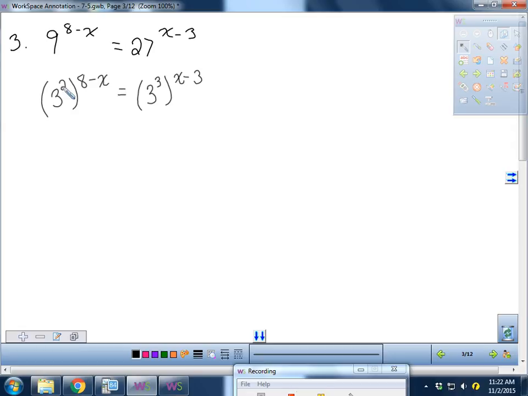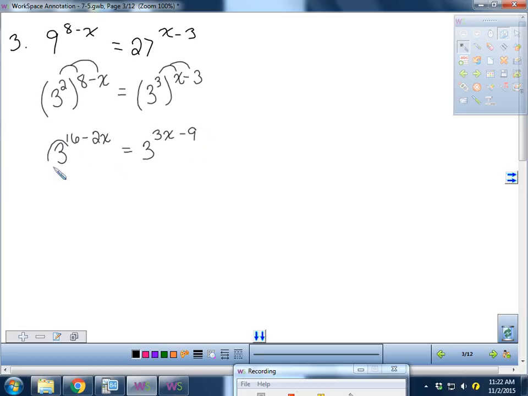And notice that I have one thing on the inside and 2 on the outside, which means you're going to have to distribute. So this would be 3 to the 2 times 8 is 16. 2 times negative x is negative 2x. Same thing on this side. This would be 3 to the 3 times x is 3x. And 3 times negative 3 is negative 9.